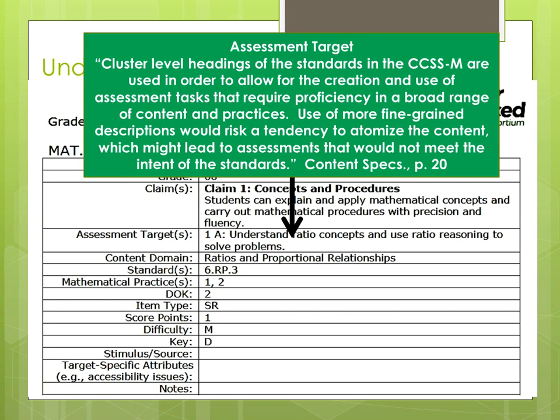Assessment targets. Again, sometimes there's one that corresponds to an item, and sometimes an item has two assessment targets aligned to it. Remember that the assessment targets are cluster level headings in the math standards, and they're used in order to allow for the creation and use of tasks that require proficiency in a broad range of content and practices. Use of more fine-grained descriptions would risk a tendency to atomize the content, which might lead to assessments that would not meet the intent of the standards. So just assessing tiny little pieces is not the goal.